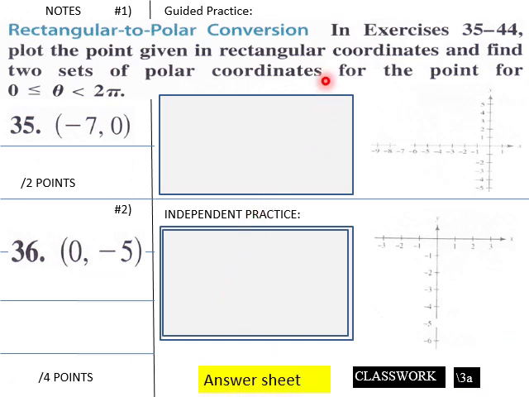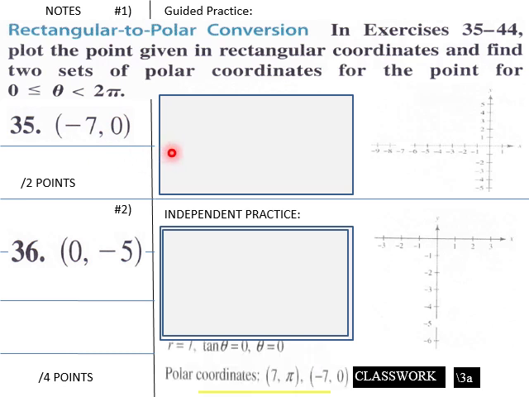Okay, so let's try one. Plot the point. Here is our point, given in rectangular coordinates, and find two sets of polar coordinates for the point for 0 less than or equal to theta less than 2 pi. So here is your rectangular coordinate for that.